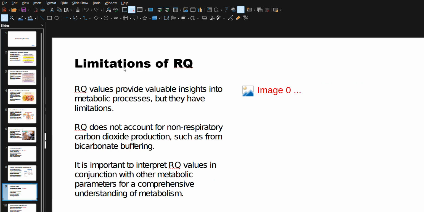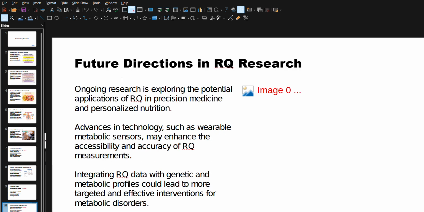Next, limitations of respiratory quotient values. These respiratory quotient values provide insights into metabolic processes, but they have limitations. Respiratory quotient does not account for non-respiratory carbon dioxide production such as from bicarbonate buffering. Next, researchers are exploring the potential application of respiratory quotient in the field of medicine and personalized nutrition, to enhance the metabolic activities or the efficiency of particular metabolic functions in the body.